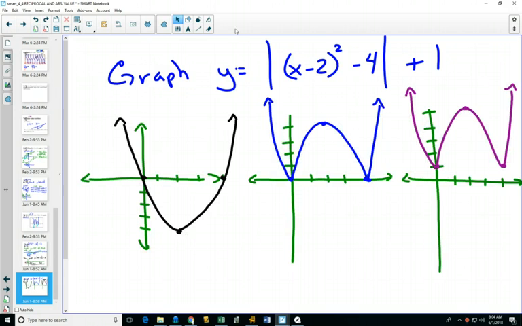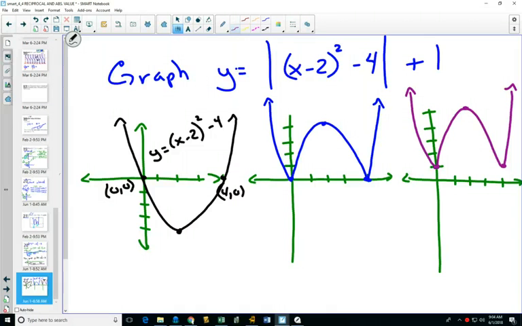Check how you did. The black graph is the graph of x minus 2 squared minus 4. So that's your x squared graph. Move 2 to the right and 4 down. I labeled my x-intercepts at 0, 0 and at 4, 0. Of course, oops, plus 2. If you move 2 to the right and 4 down, then your vertex would be at 2, negative 4.